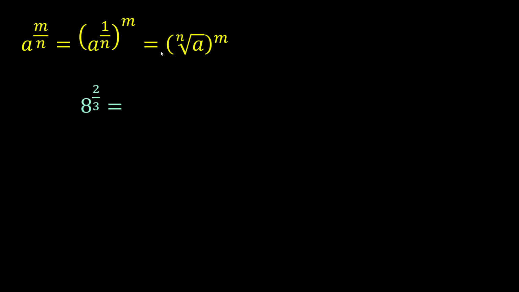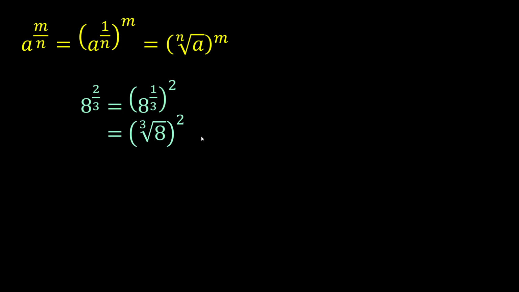So 8 to the power of 2/3. Okay, so we're going to break the numerator and the denominator up. We're going to put the numerator on the outside, and we're just going to leave the denominator, or 1/3, on the inside of the brackets here. So we've got 8 to the power of 1/3, and once we've found the value of this, then we'll square it. So we can find 8 to the power of 1/3.